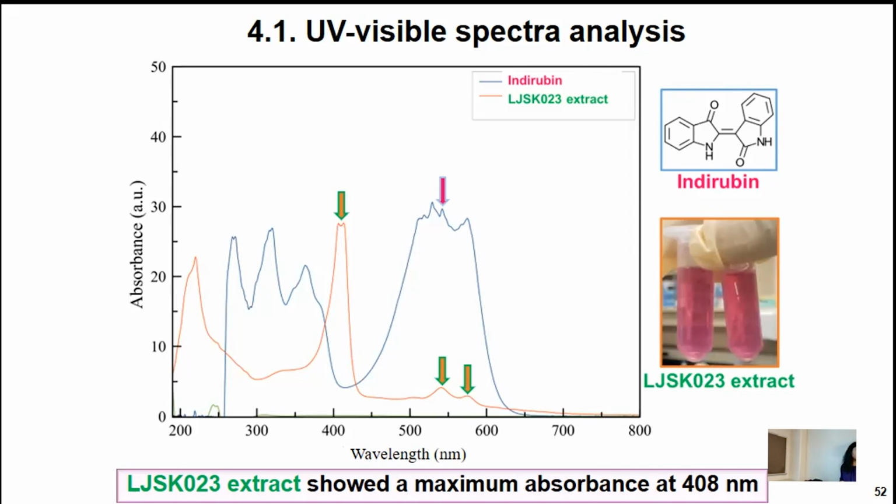And when we did a UV visible for the extract, the brown color spectra is for the extract, we got a maximum absorbance at 408 nanometer, plus 2 tiny peaks at around 550 nanometer. So comparing these two, we could conclude that the compound in the extract is different from indirubin. It is not indirubin, but something different.